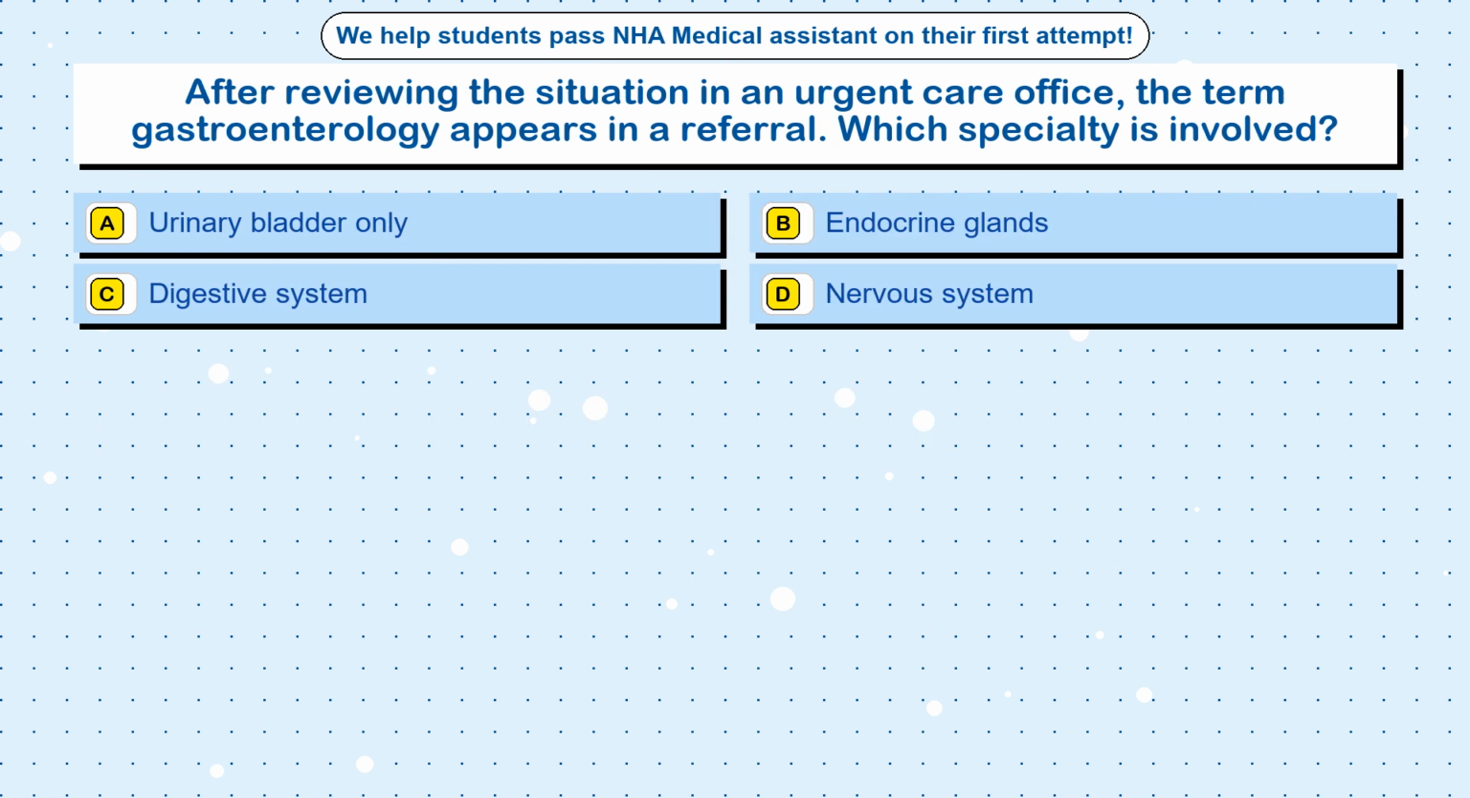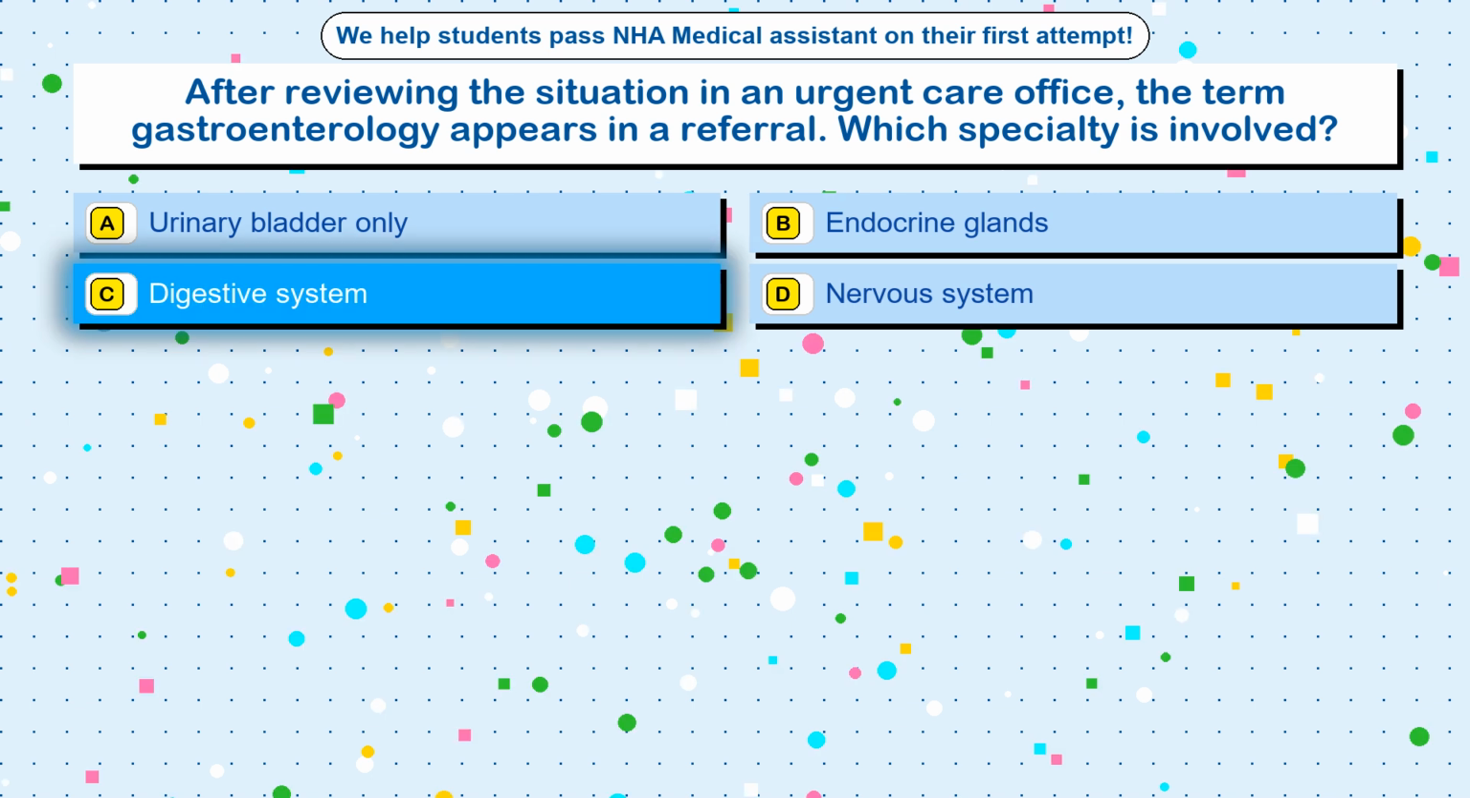Question 40. After reviewing the situation in an urgent care office, the term gastroenterology appears in a referral. Which specialty is involved? Option A, urinary bladder only. Option B, endocrine glands. Option C, digestive system. Option D, nervous system. The correct answer is option C, digestive system.